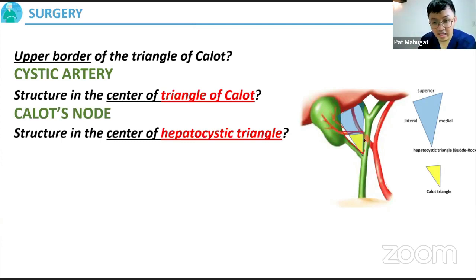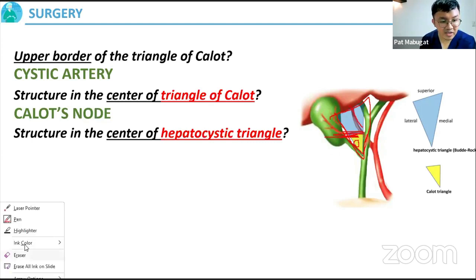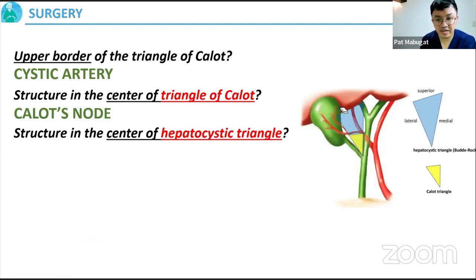The yellow one is the Calot triangle. The Calot triangle is included in the larger hepatocystic triangle, right? In the center of the triangle of Calot, you have Calot's node. In the center of your hepatocystic triangle, you have the cystic artery. The upper border of the triangle of Calot is your cystic artery right here. Let me erase so that you can see the diagrams again. So you can see that the upper border of the triangle of Calot is still your cystic artery.